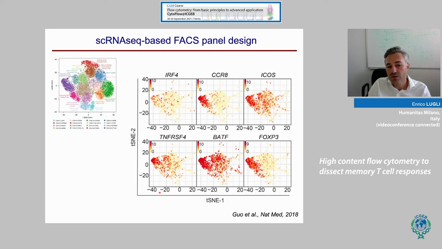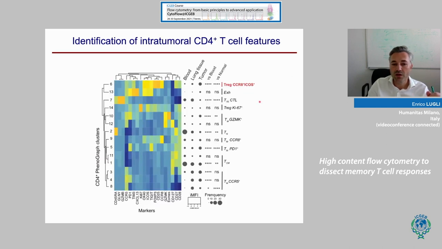So what we decided to do afterwards is to take more unbiased data, such as single cell sequencing, and design the panel by using antigens that are more expressed or are specific for that population of cells. And here you can see some IRF4 expression detected by mRNA, but then you can also have protein expression, CCR8, and ICOS that we didn't include originally, but we included afterwards in a new panel that we designed and ran on several other patients.